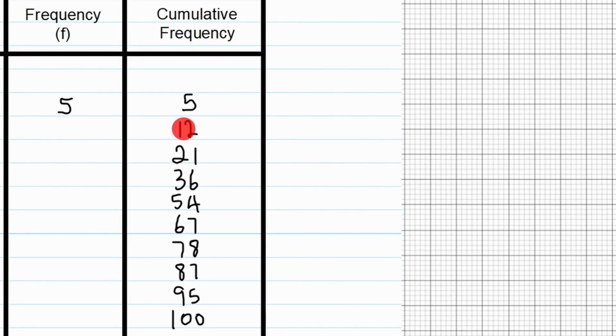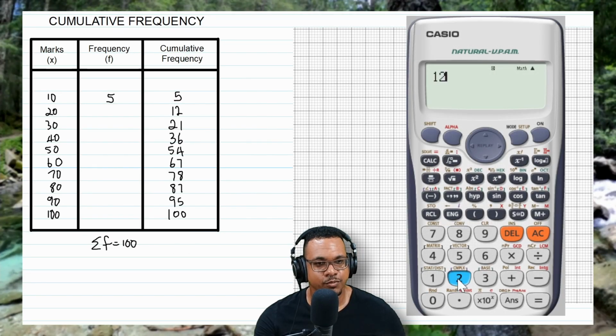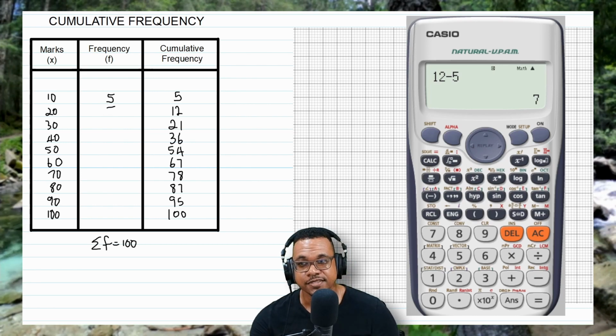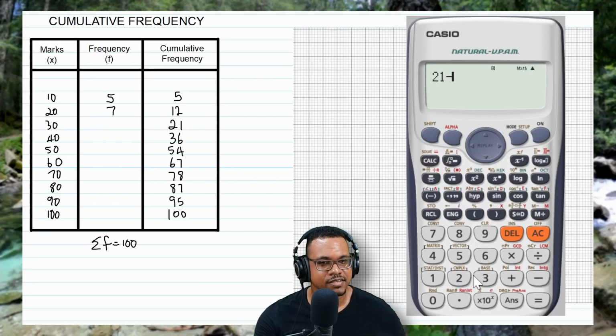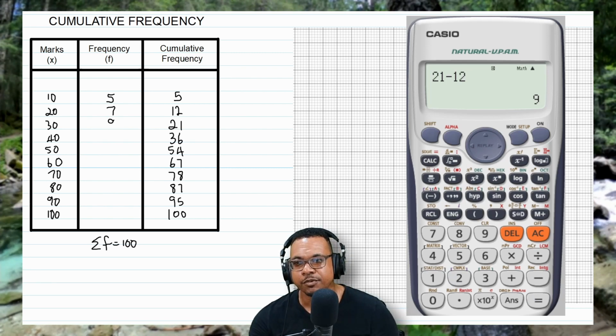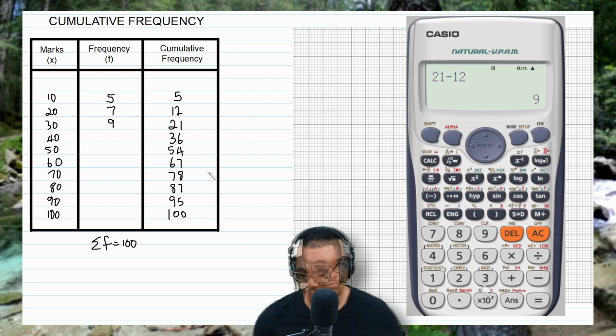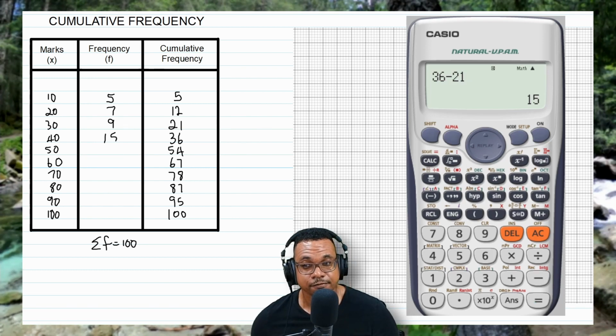And then I'm going to say 12 take away 5. So you can see 12 take away 5 is equal to 7. And that's how I know this frequency here would be 7. Then I'll say 21 take away 12. So 21 take away 12 is equal to 9. And that's how I know the frequency here would be 9. Then I would say 36 take away 21. So that's 36 take away 21. And that's 15. So I know my frequency here would be 15.